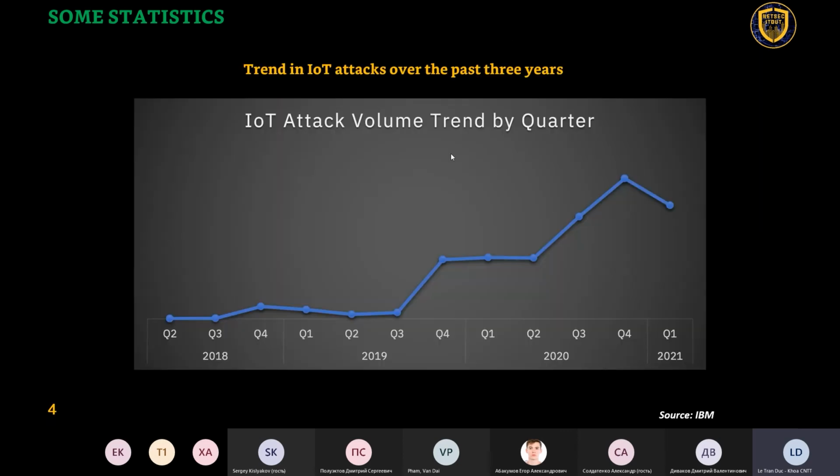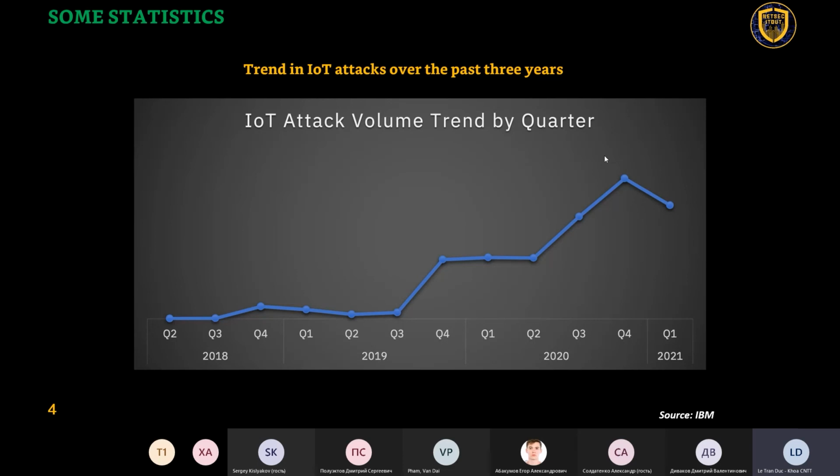And here is another statistic. It is the IoT attack volume trend by quarter. In September 2020, IBM and Forbes reported that IoT attacks from October 2019 through June 2020 rose 400% when compared to the combined number of IoT attacks in the previous 2 years.